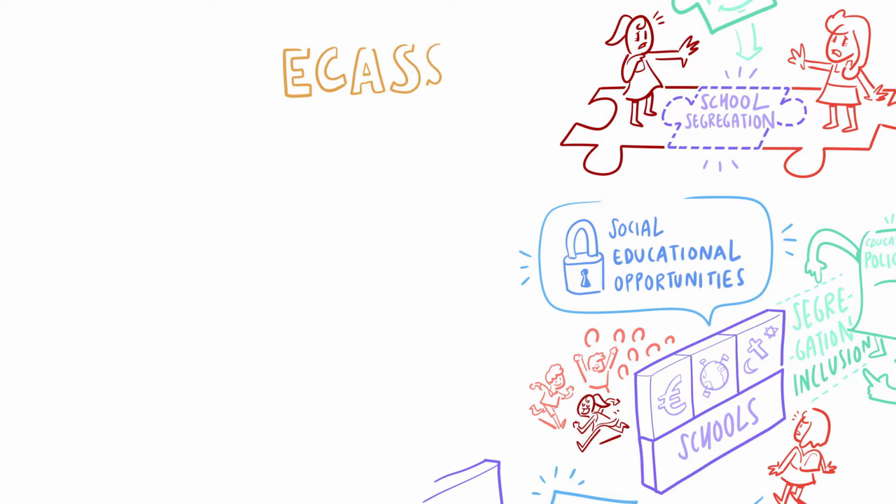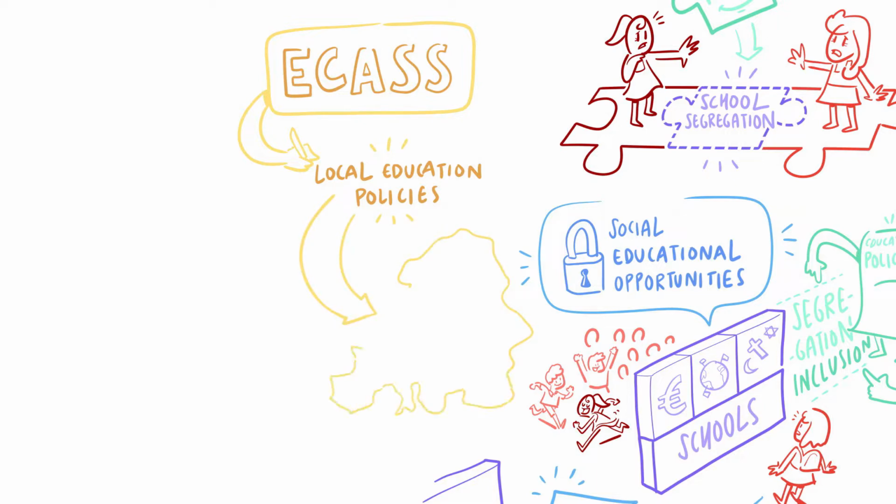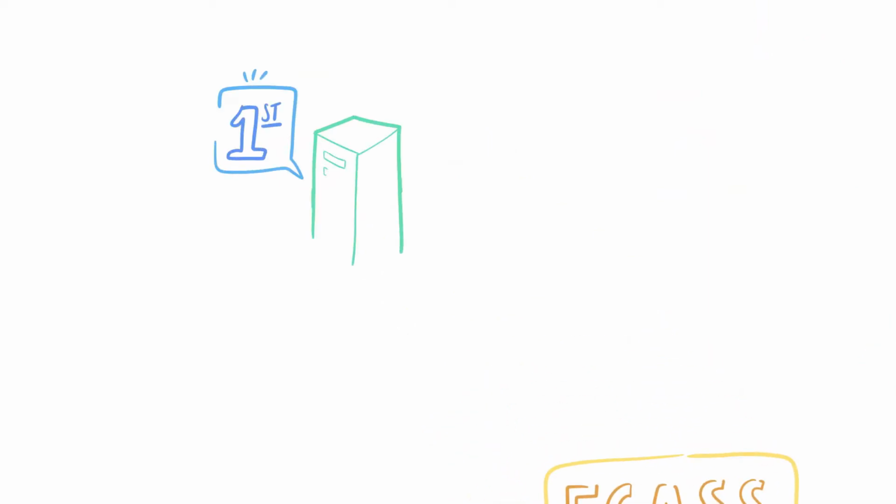The European Cities Against School Segregation (ECASS) project has been designed to develop and disseminate local education policies in 3 European cities to tackle school segregation. What can cities do? Let's see some examples.